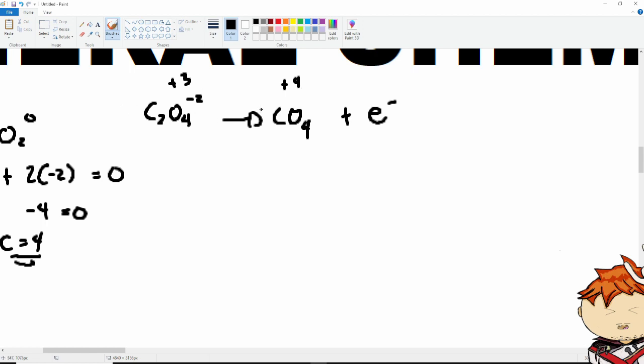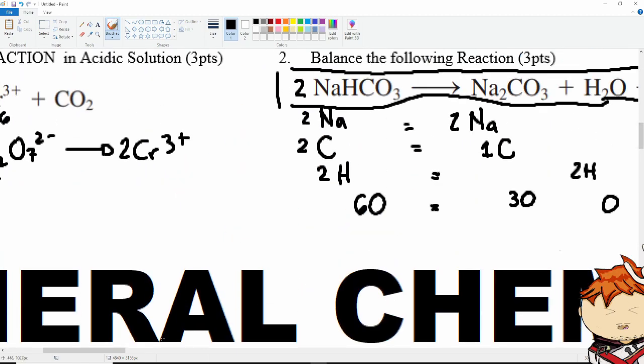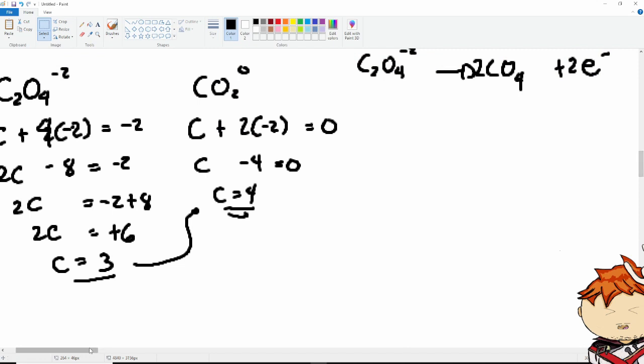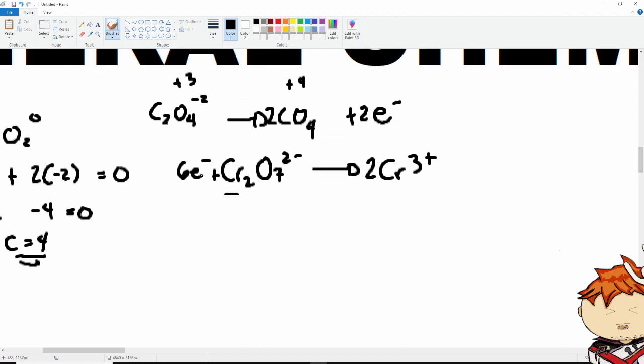But because there's 2 carbon, I'm gonna put this 2 and I'm gonna put this 2 electron. Okay? And in order to balance the reaction, because chromium needs 6 electrons and carbon only provides 2 electrons, we cannot divide chromium by 3, so we're just gonna multiply carbon by 3. So 3 of C2O4 negative 2 going to 6 of CO2.